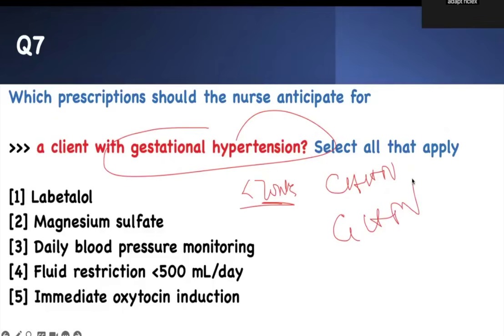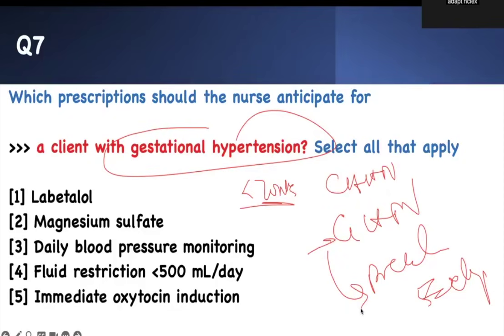If you have associated neurological symptoms, you have something we call pre-eclampsia. And if you have seizures, you have eclampsia. In this situation, she has gestational hypertension. We want to prevent it from going to pre-eclampsia.